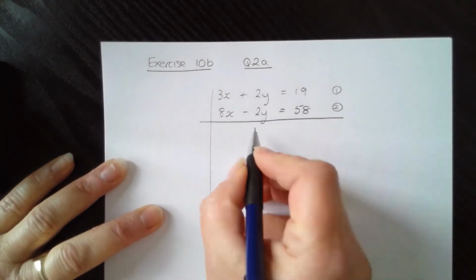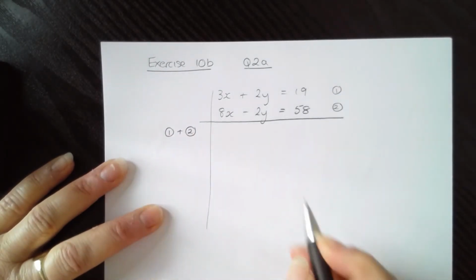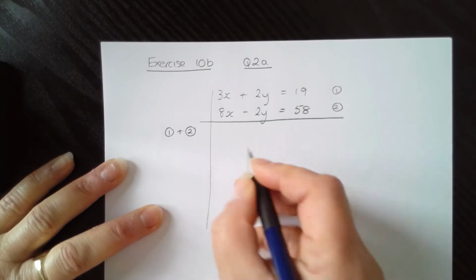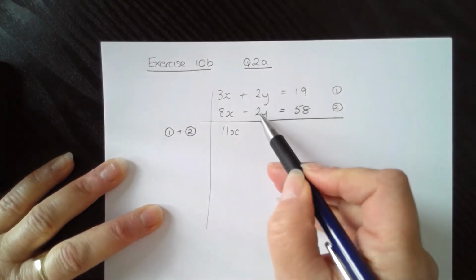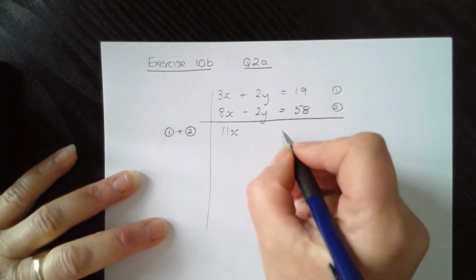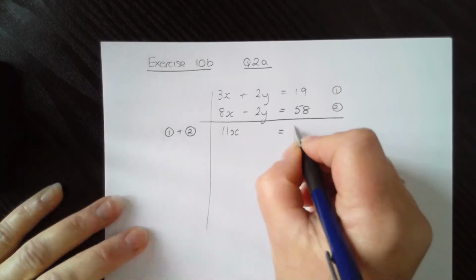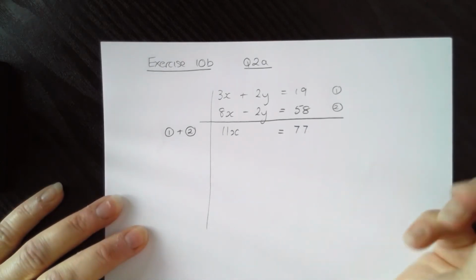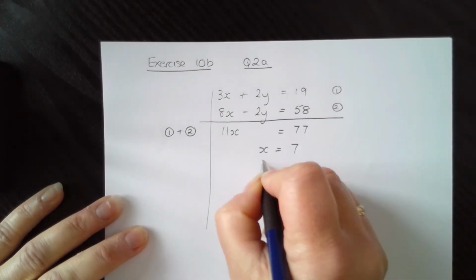So I'm going to do equation 1 add equation 2. 3x add 8x is 11x. 2y and negative 2y is nothing when added, and 19 add 58 is 77. So solving that little equation, x must be equal to 7.